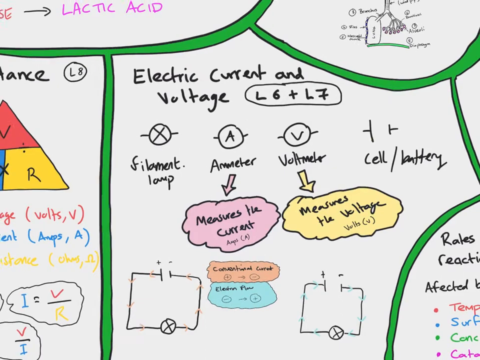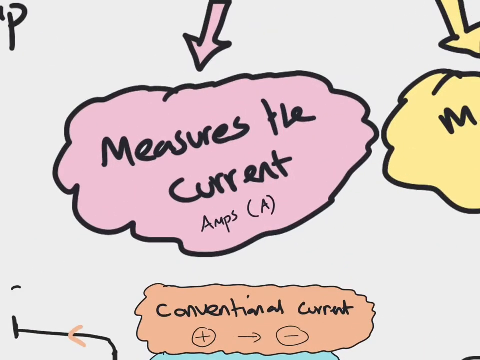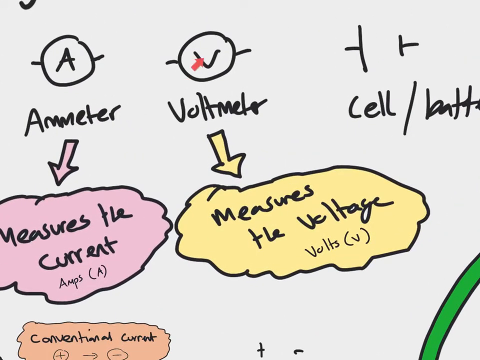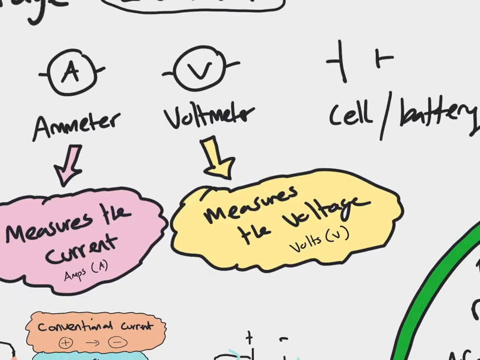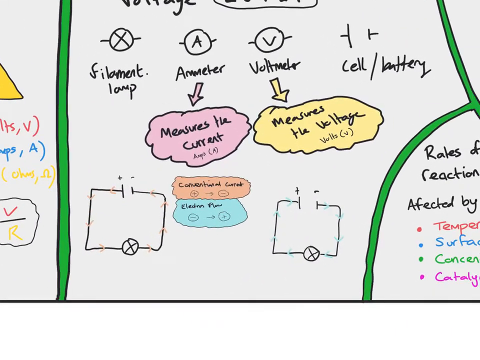Lessons 6 and 7 then are all about voltage and current. These are the symbols you have to remember. A normal bulb, or a filament lamp as we call it. We've got an ammeter which measures current, and the unit for current is amps. We've got a voltmeter, the symbol looks like that, a capital V, which measures the voltage in volts. The other thing we need to know is the cell, or many cells make a battery, and that's going to give the circuit the power.